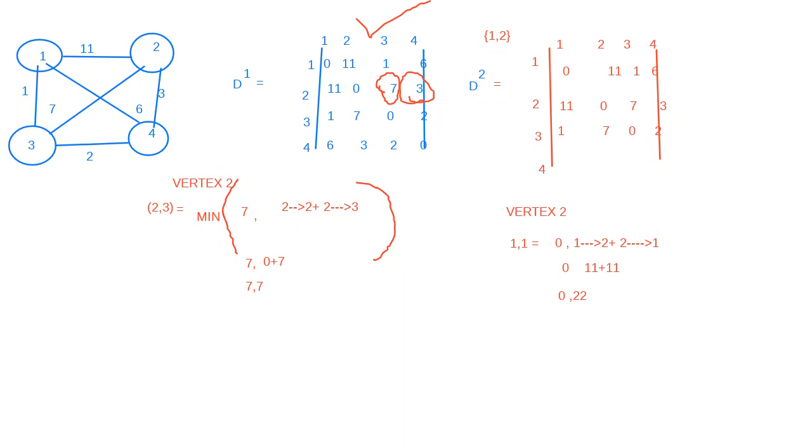So what we will write? See, Mohit, 1 comma 2 is 11 and 2 comma 1 is 11. So when we add 11 plus 11, what is it? It is 22. That's why I have written 22 over here. Is it clear? So from 0 and 22, which one is minimum?